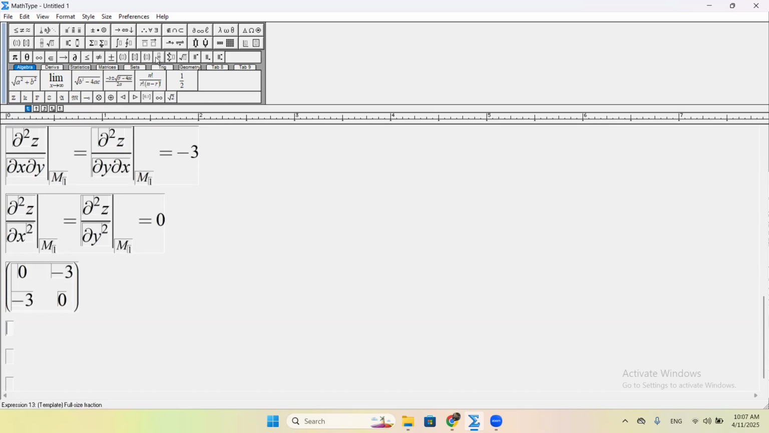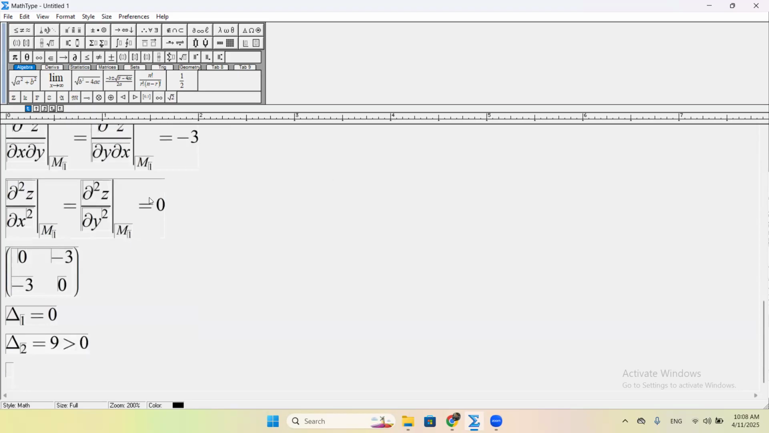So let's use the Sylvester criteria. So delta 1 equals 0, and delta 2 equals 9. So it is greater than 0, but anyway, we have the first minor equal to 0, so it means that M1 is not an extremum point.